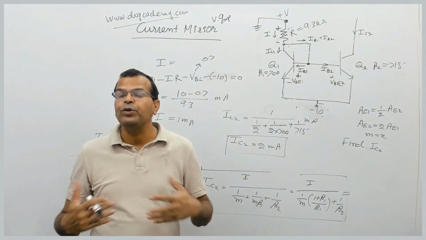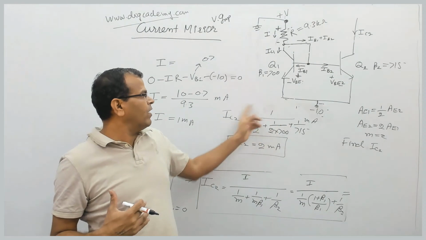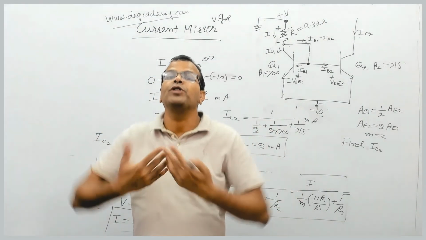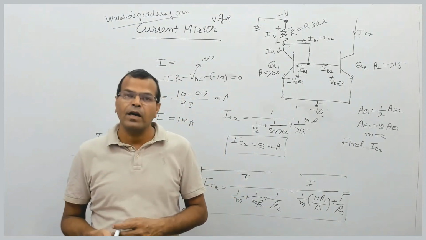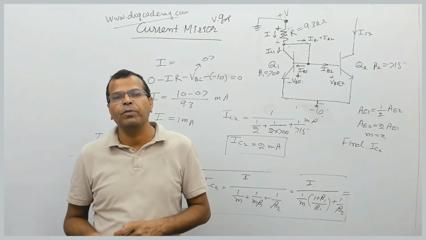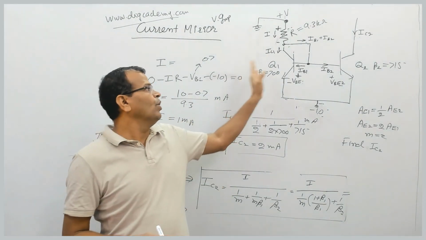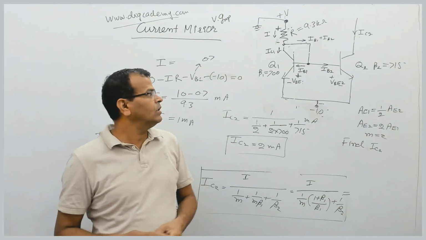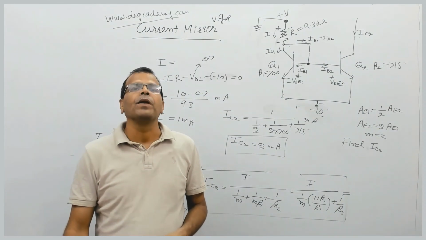But I repeat, you should not try to remember the formula. Here I have derived the expression, that's why I have put these values directly. Otherwise, in the exam, you should know the procedure of finding the current from the current mirror. That procedure is more important rather than mugging up the formula, especially in case 2, when both transistors are not matched. So this is case 1, that is, current mirror using BJT.